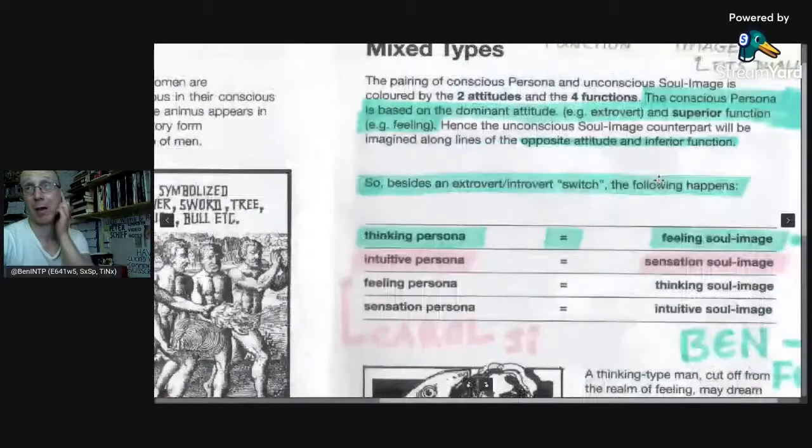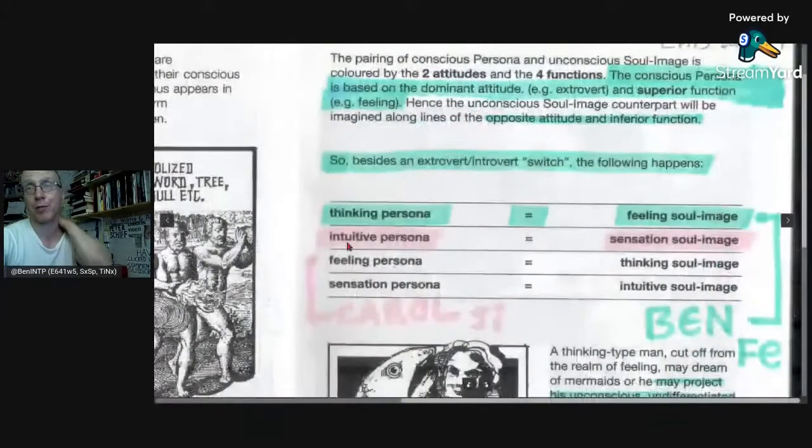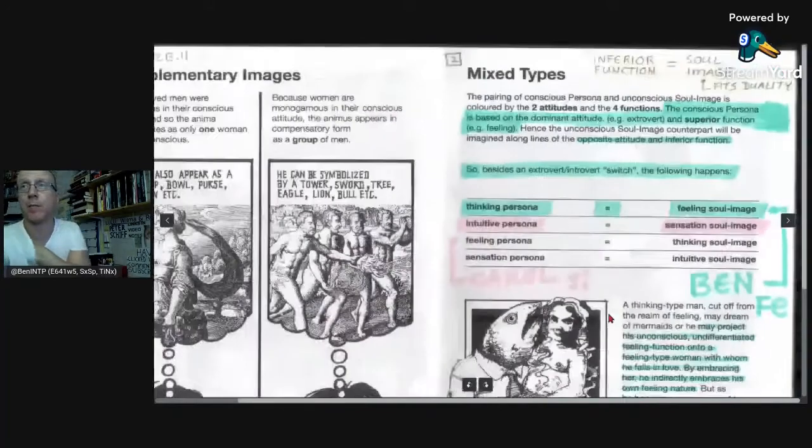So again, this would be Ben. Me, intuitive persona has the sensation soul image. So this would be under INT, the NE and NI DOMs. Again, here, the opposite. So here we go.